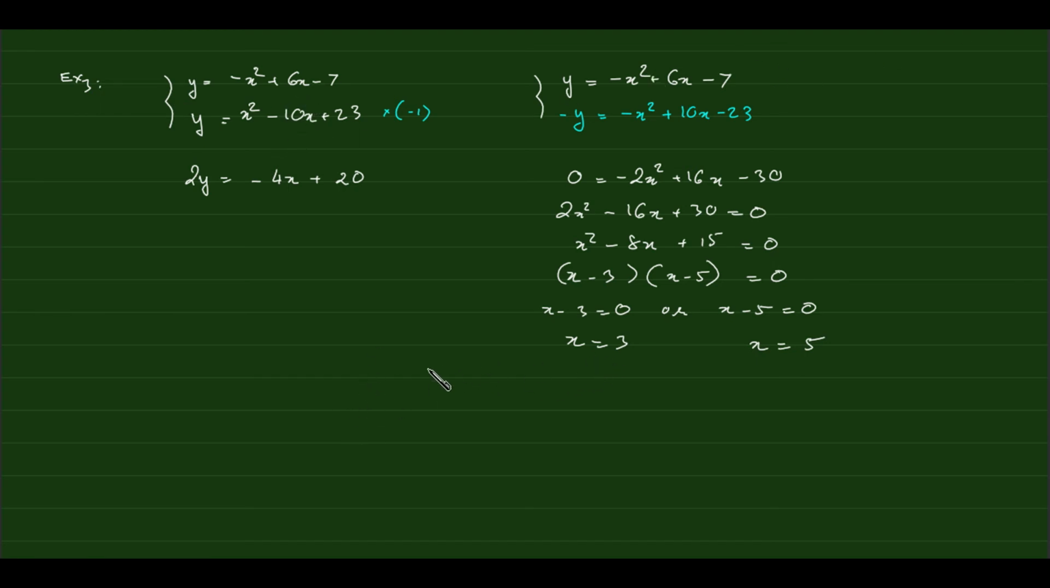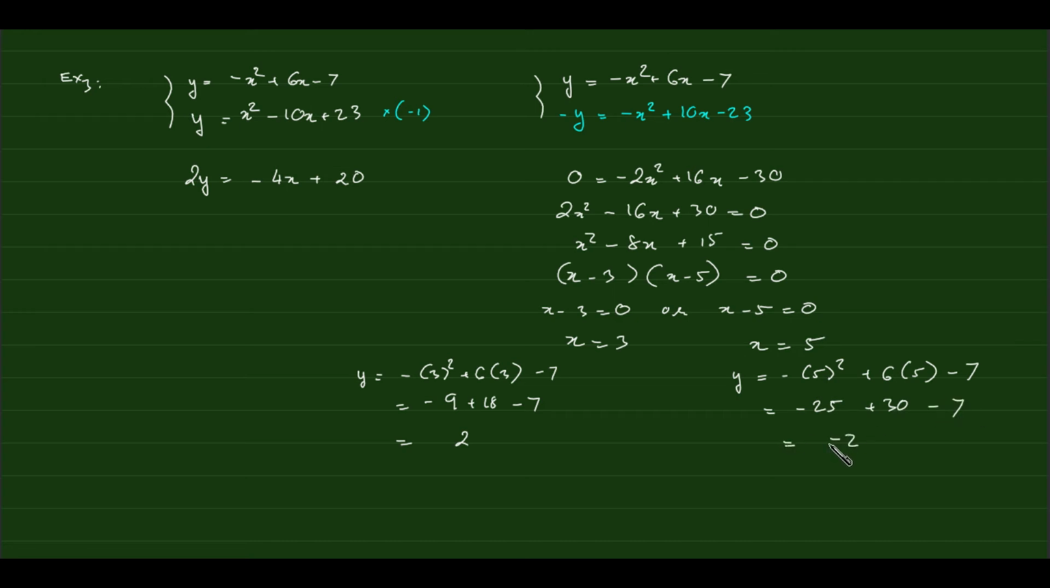So I plug 3 over there, so you have y equal to negative 3 squared plus 6 times 3 minus 7, which is negative 9 plus 18 minus 7, which is 2. And over here you plug 5 in, which gives negative 5 squared plus 6 times 5 minus 7, negative 25 plus 30 minus 7, which is negative 2. Alright, so you have 2 points. The solution will be (3, 2) and (5, negative 2). So we have two intersection points.